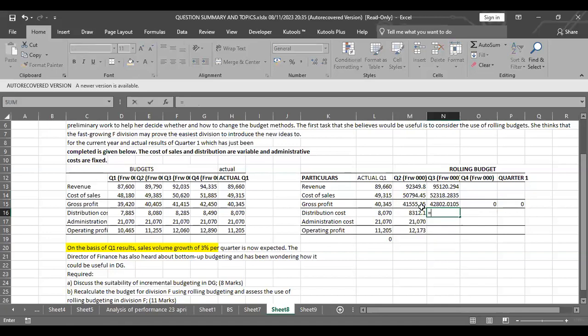Similarly to this, of course, it will be subjected to the growth, which is 1. That is the form of a rolling budget. So this is the rolling impact, or factoring in the rolling issue. So you have all that, and you get that. Fixed will remain the same.